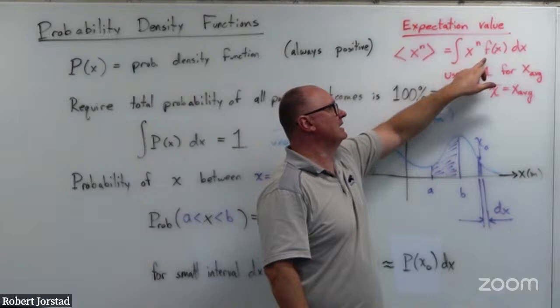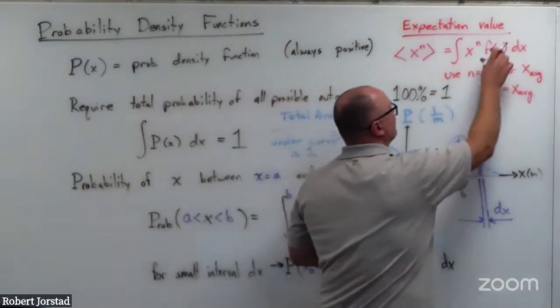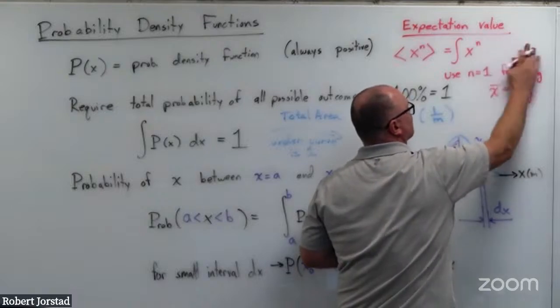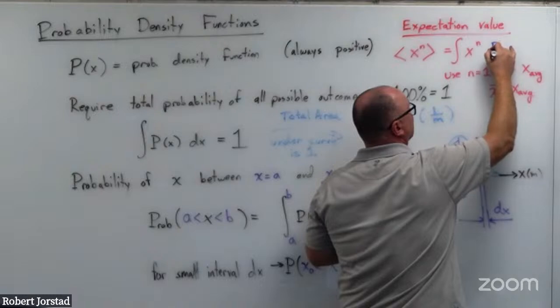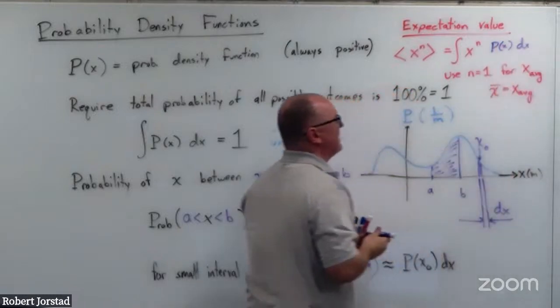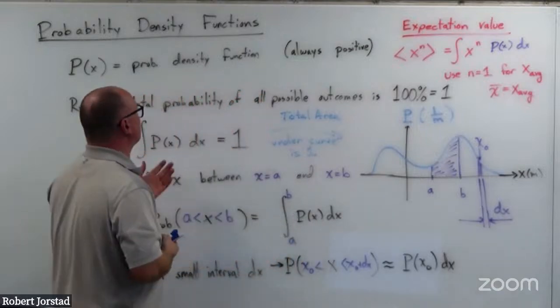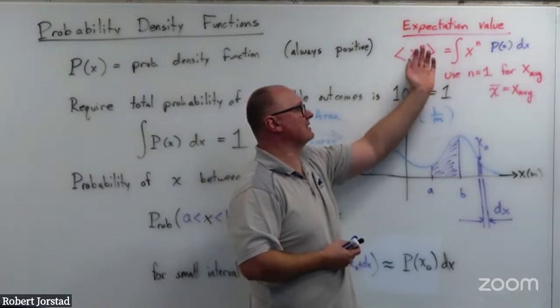All right, so the expectation value of x to some power n is given by, integrate this function, x to the n times the, I should say p of x here. I think we're using p of x. So you basically take the probability density function, p of x, and you stick x to the n in there, and this gets you this.